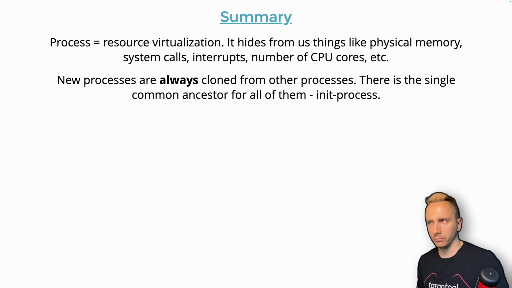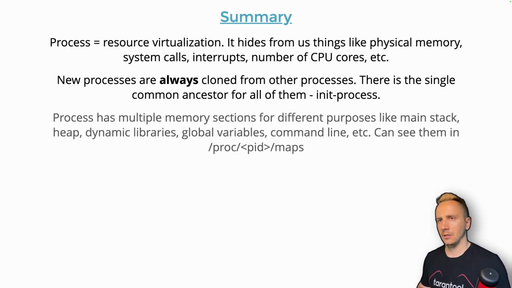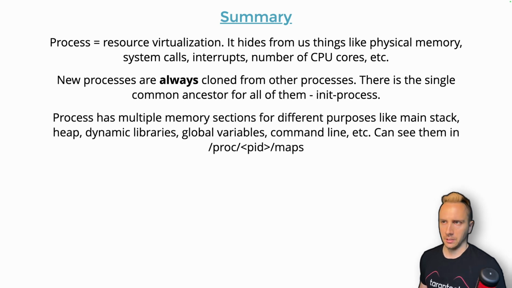New processes are always cloned from other processes. There is a single common ancestor for all of them, the init process, and all the others are created as forks of the other processes, of the parent. Also, a process has multiple memory sections for different purposes, like main, stack, the heap, dynamic libraries, global variables, command line arguments, and so on. Some of them you can see even already in the object file, the executable file. At runtime, you can see them in the maps file.